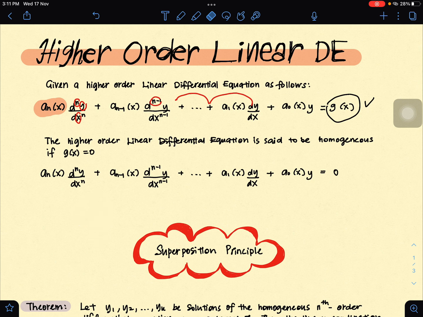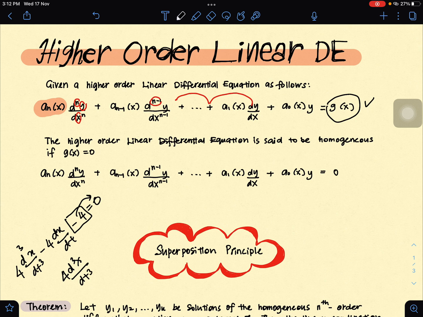Contoh lagi, kalau kita ada 4 d cubed x over dt cubed minus 4 dx over dt minus 4 equal to 0. Okay, so you just need to bring negative 4 to the right. So you will have 4 d cubed x over dt cubed minus 4 dx over dt equal to 4. So this one is a higher order linear differential equation as well, because we have the derivative to the power of 3.